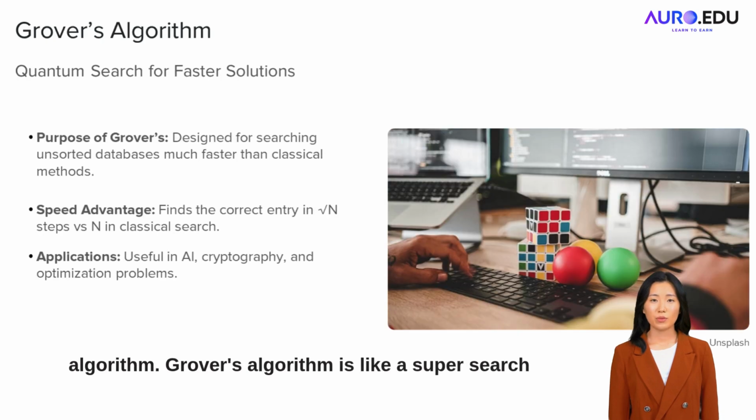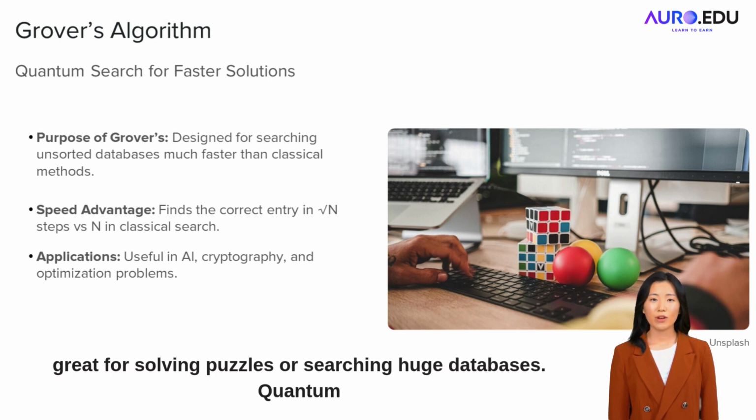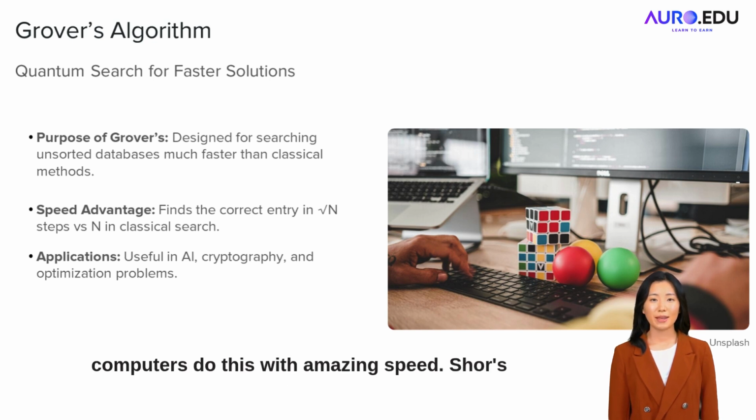Grover's algorithm. Grover's algorithm is like a super search engine. Instead of checking every result one by one, it finds the right answer in fewer steps. It's great for solving puzzles or searching huge databases. Quantum computers do this with amazing speed.